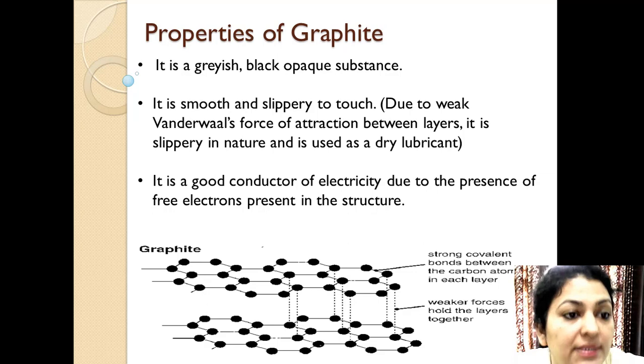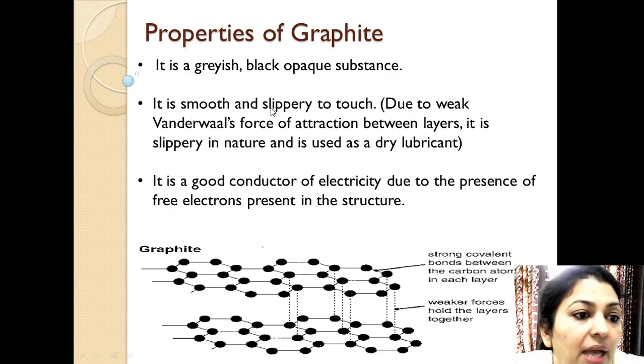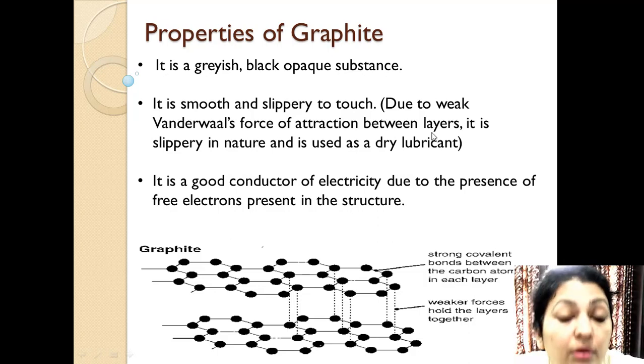So we know that it's a grayish black opaque substance, and it is very smooth and slippery to touch. Why is it smooth and slippery? Due to the weak van der Waals force of attraction between layers, or the intermolecular force of attraction is very weak between the layers. It is slippery in nature and is used as a dry lubricant. So it can be used as a dry lubricant.